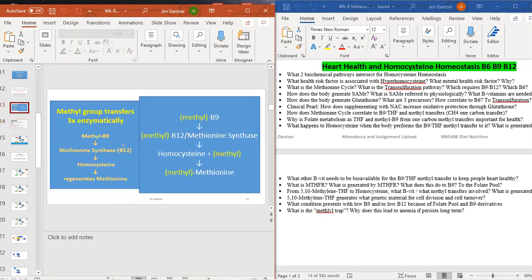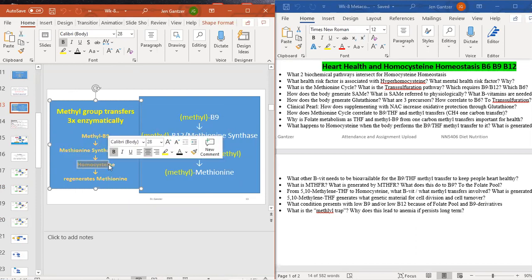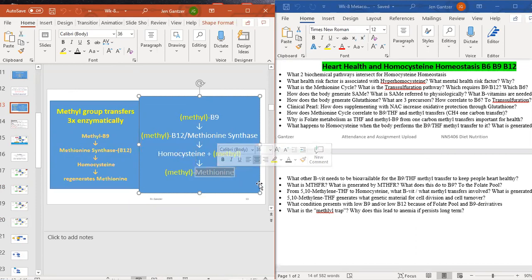And if you look at it again this way, what are we doing? We're transferring the methyl group. The methyl group from B9 goes onto B12, it goes onto homocysteine, and we are regenerating the methionine. So homocysteine, once the homocysteine gets the methyl group, is methionine. And so methionine is the last one with the methyl group.